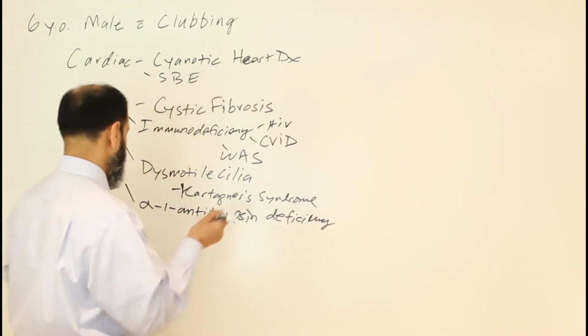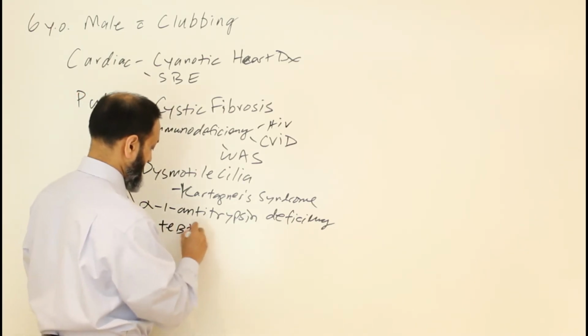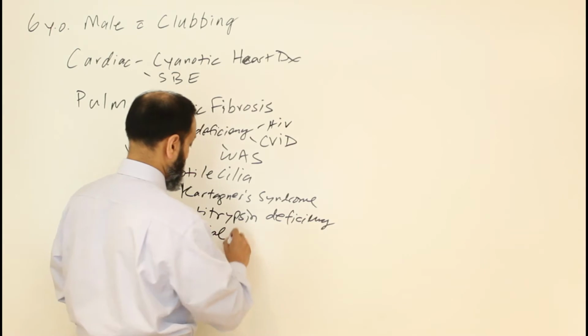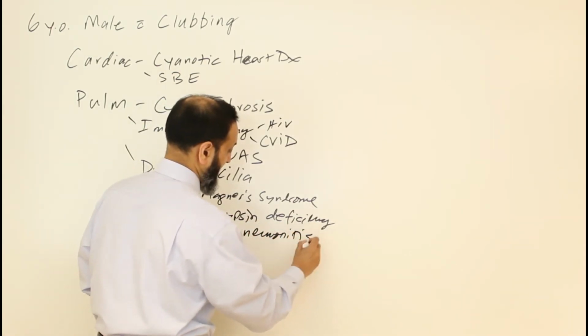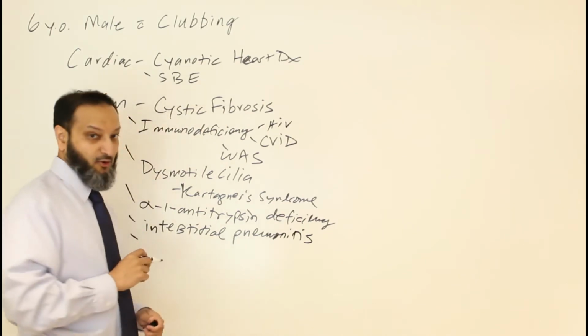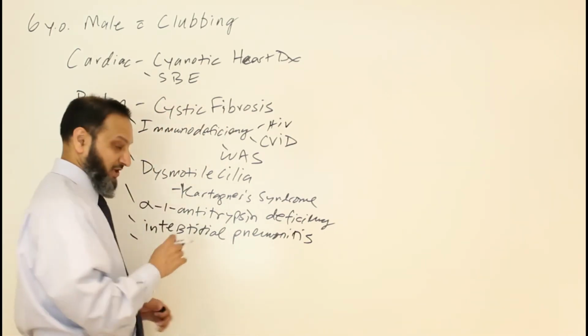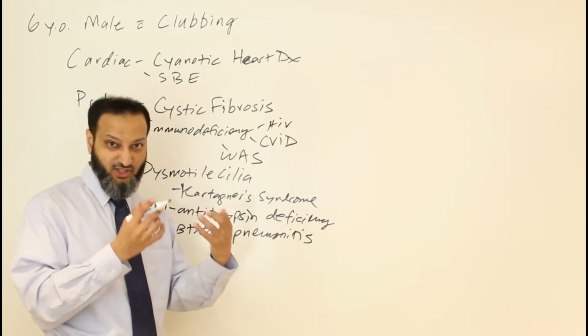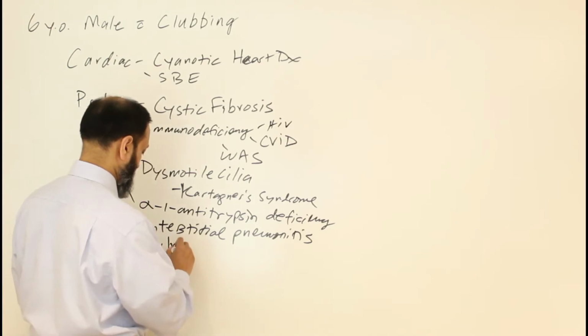And then you can have other things like interstitial pneumonitis. Interstitial pneumonitis can also give you clubbing and chronic respiratory symptoms. That would be another entity you could think about, or you can have something anatomical and localized, with chronic infections that can then lead you to clubbing, like if you have a pulmonary sequestration.